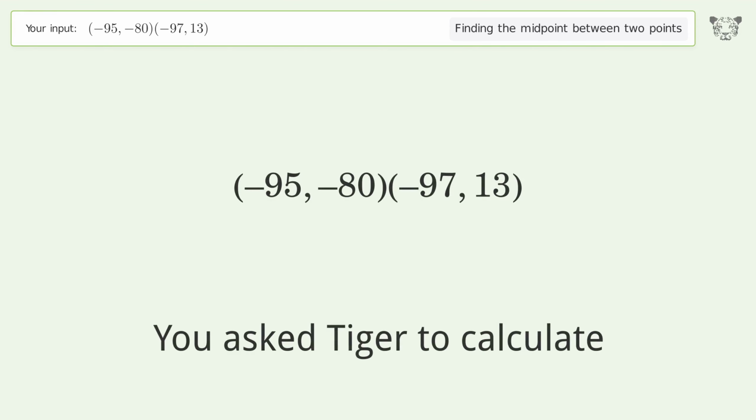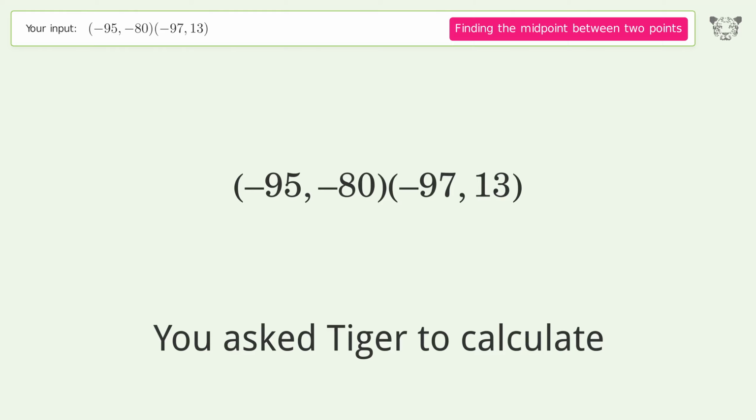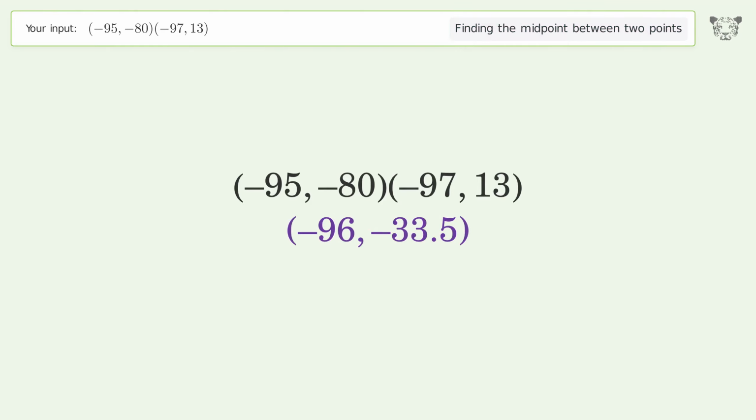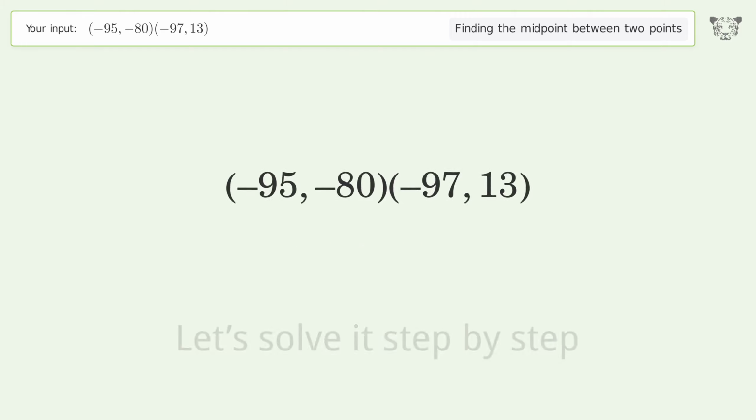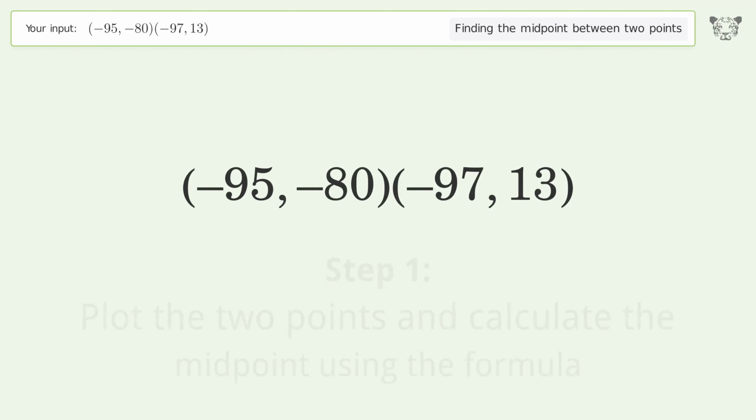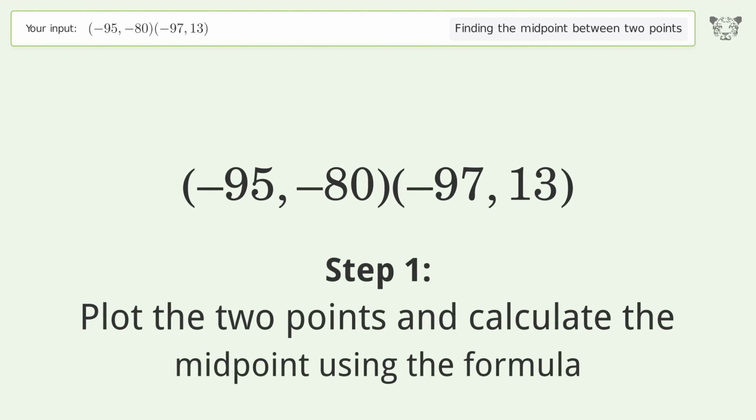You ask Tiger to calculate. This deals with finding the midpoint between 2 points. The midpoint between the 2 points is -96, -33.5. Let's solve it step by step. Plot the 2 points and calculate the midpoint using the formula.